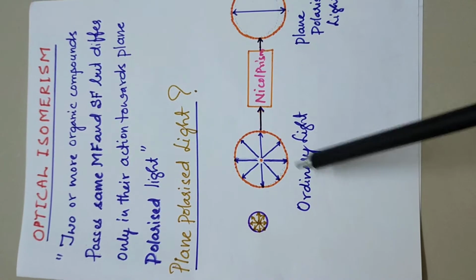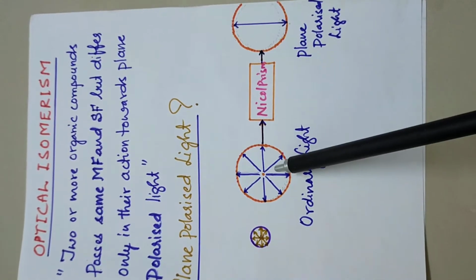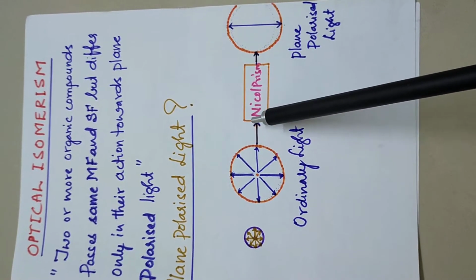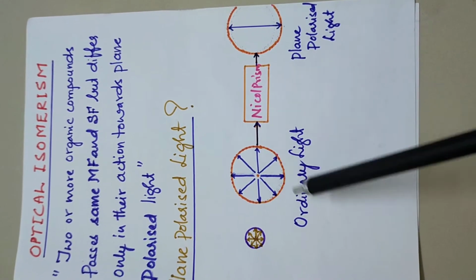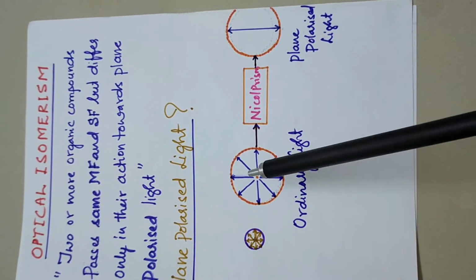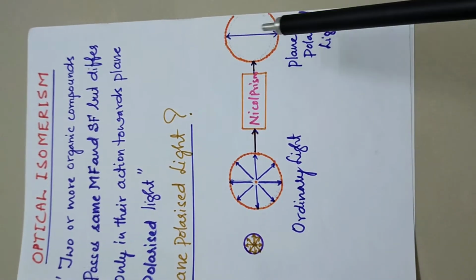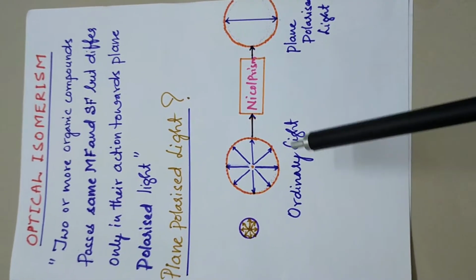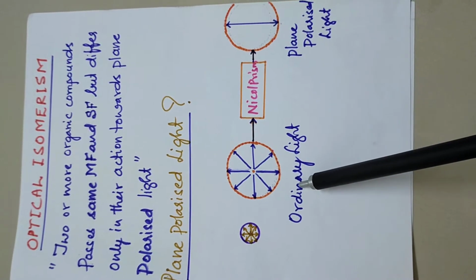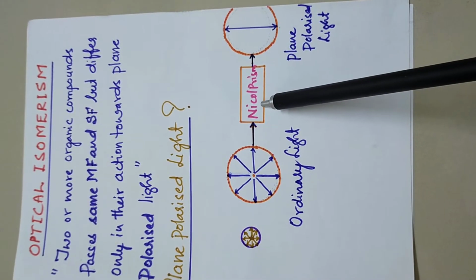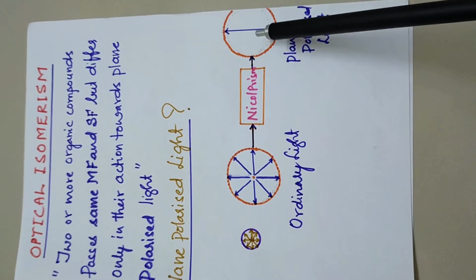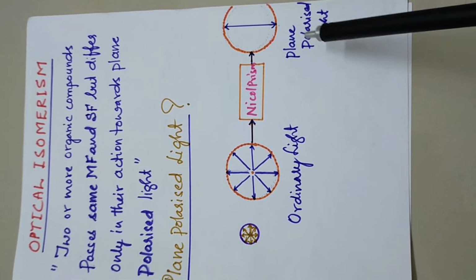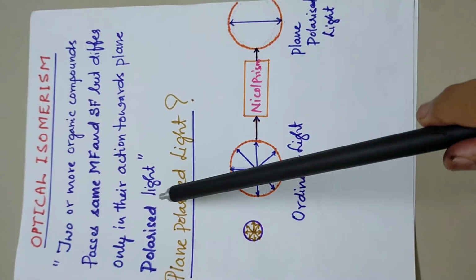So ordinary light or monochromatic light is made to fall on a nicol prism. What happens here? All the directions are converted into only one direction, towards one particular direction. Then it is called plane polarized light. I repeat: when ordinary light is made to fall on a nicol prism, it does not show any other direction, it shows only one direction. So that type of light is called plane polarized light.